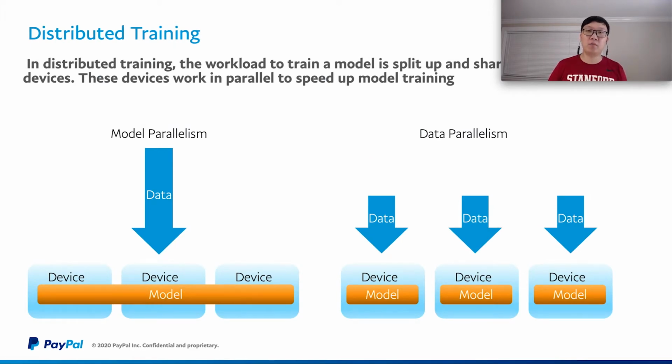Distributed training can help us to deal with this challenge. In distributed training, the workload to train a model is split up and shared among different devices. For example, you can split the model into different layers and put it into different devices to do the training, which is called model parallelism. Or you can split the data and each device trains the model on a different part of the data, which is called data parallelism. Because these devices run in parallel, the speed of training is faster.